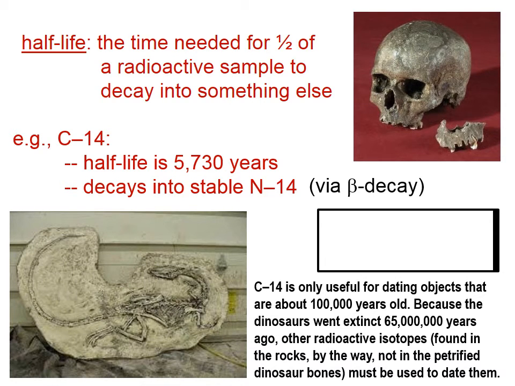Incidentally, carbon-14, which you might have heard of in radiocarbon dating, lets us find out how old certain bones are. You can see here at the bottom, it's only useful for dating objects up to about 100,000 years old. So it's not going to work for the dinosaurs because they went extinct some 65 million years ago, plus or minus, and so we have to use other radioactive isotopes to figure out how long ago dinosaurs were around.